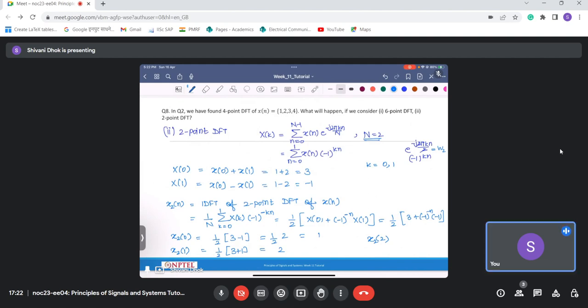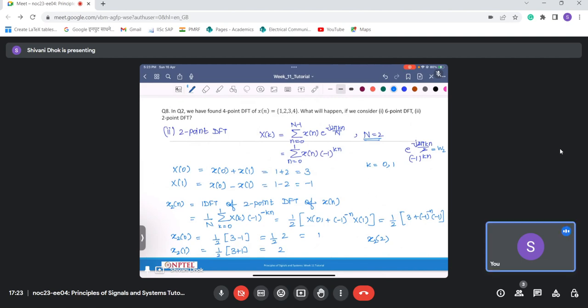Is your x2 of n equal to x of n? No, it can't be, because what is given is a 4-point sequence, X of n: 1, 2, 3, 4. So for a 4-point time sequence, the DFT is also 4-point. When you make it 2-point, you cut off the last 2 points. That looks intuitive to me, but you found the same thing again through a circular route.